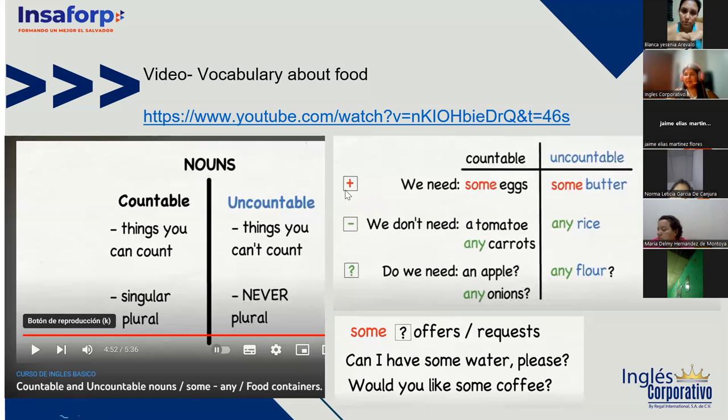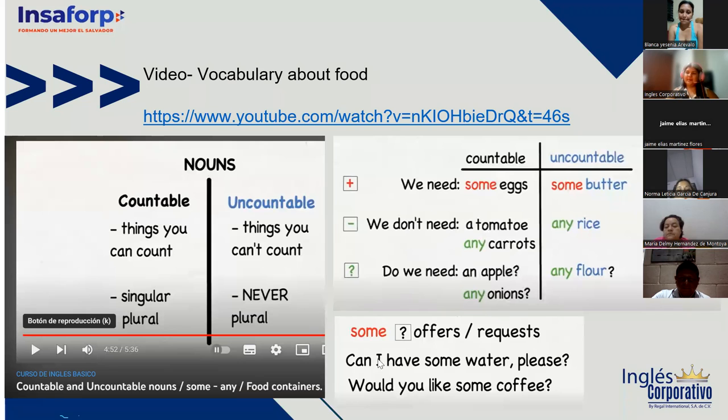Aquí tenemos signo más, menos y de pregunta. ¿Qué significa? Que cuando es un positive statement, lo vamos a utilizar some. And when it's negative, any. Okay? Y con preguntas usted puede usar ambos. Do we need, for example, any onions?